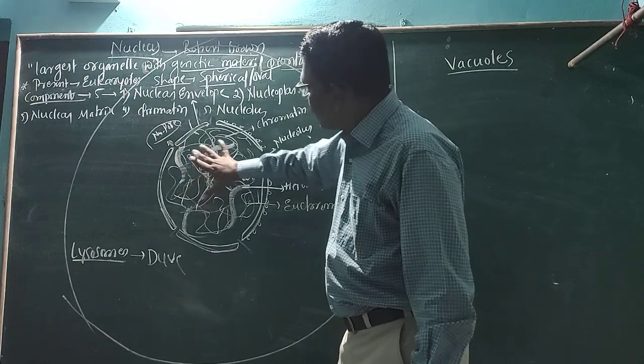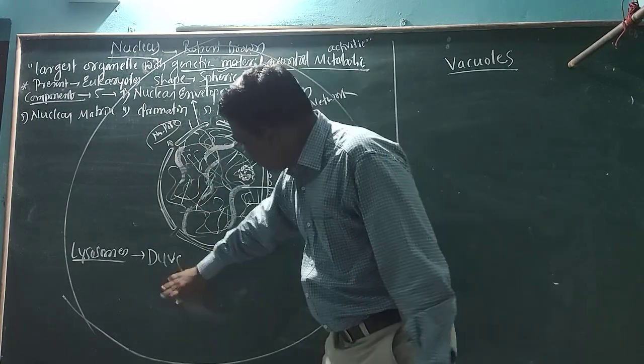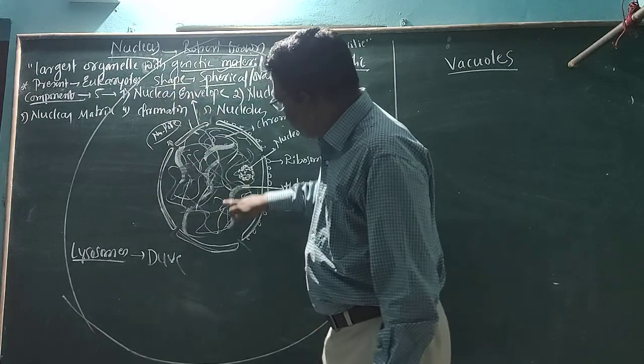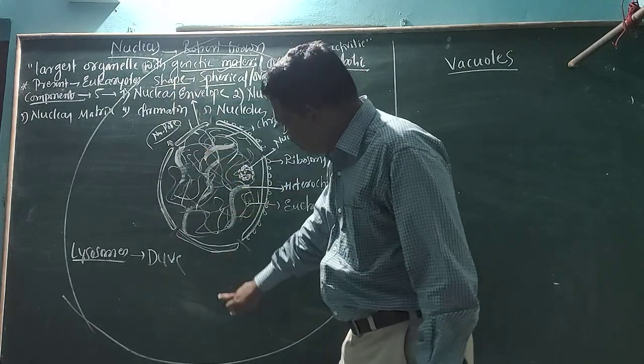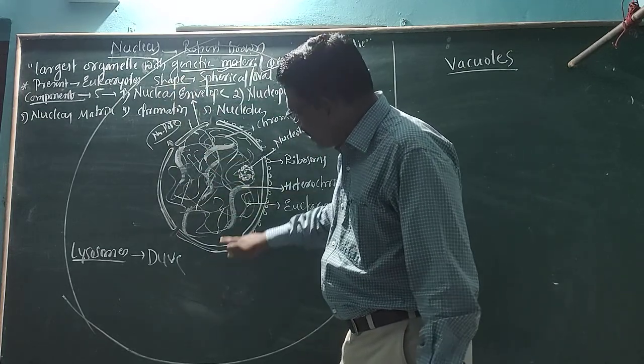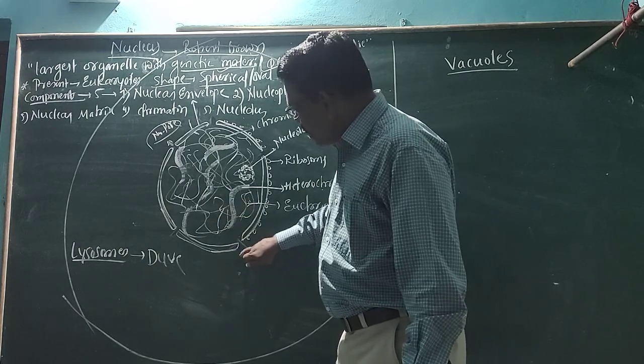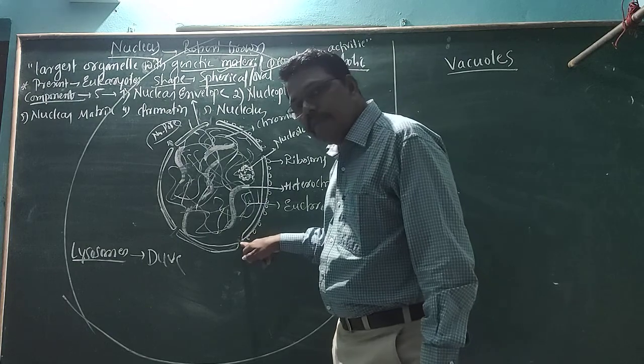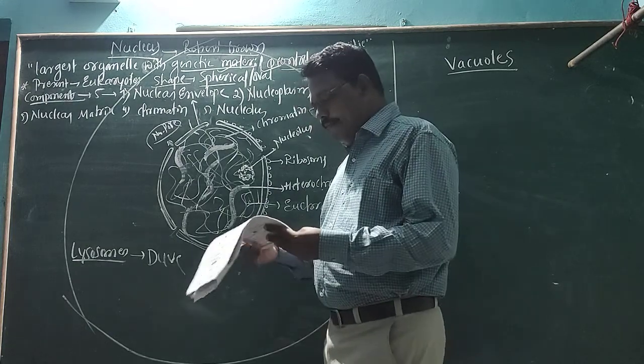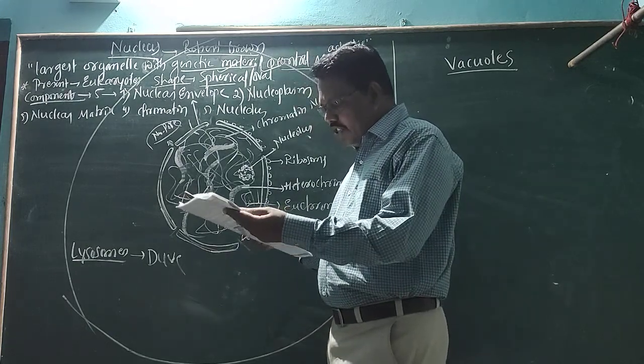That matrix is the nucleoplasm. This one is a cell. Here you will see the cytoplasm, and this one is the nucleoplasm. The connection between the nucleoplasm and the cytoplasm is made by which one? The nuclear pore.